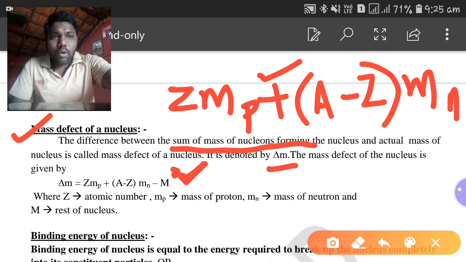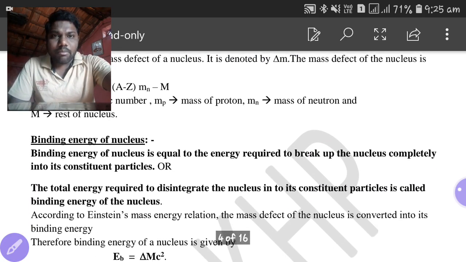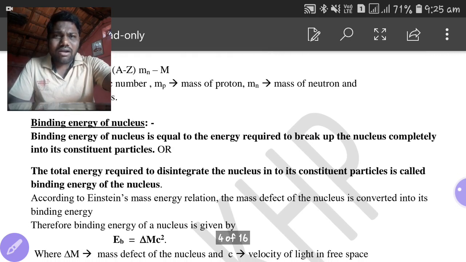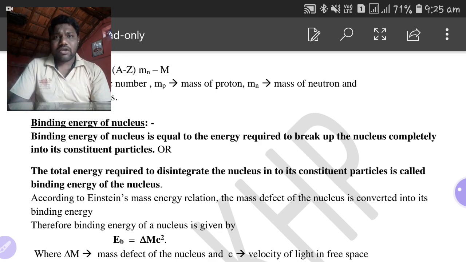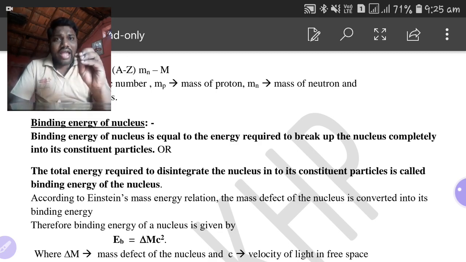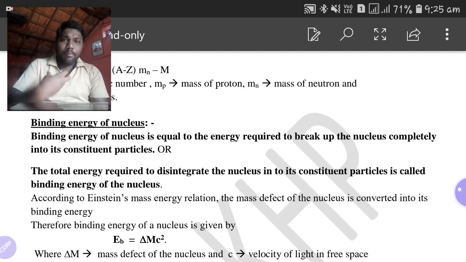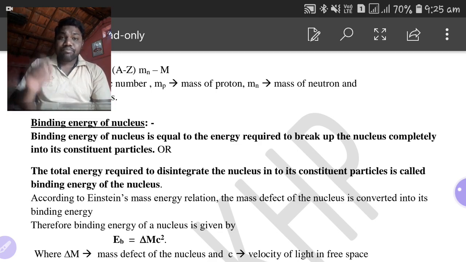So this is about mass defect. One more question comes to our mind: why will there be a mass defect? That will be explained by one more very important concept as far as nuclear physics is concerned, and that is nothing but the binding energy of a nucleus.